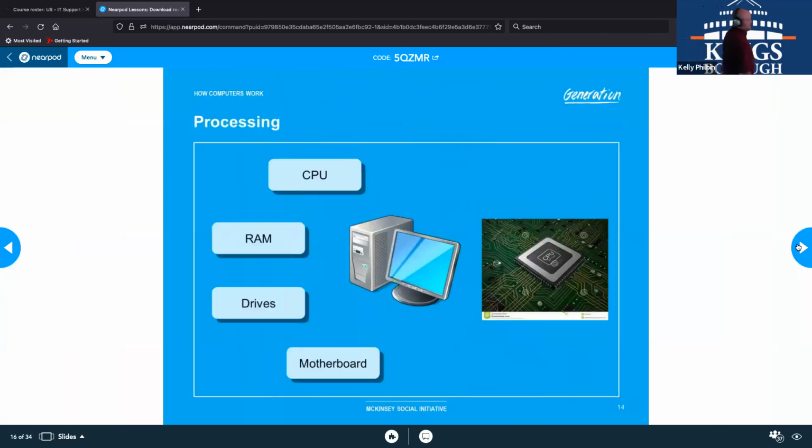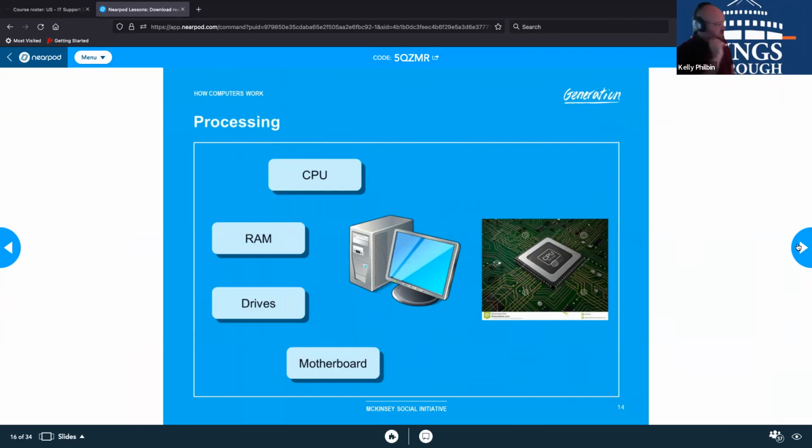And then we have the stuff that aids in processing. So you have drives, which can be a backup for your RAM. They use something called a page file or a swap file that can operate as a backup for RAM if RAM gets overloaded. Again, we will get into that later.